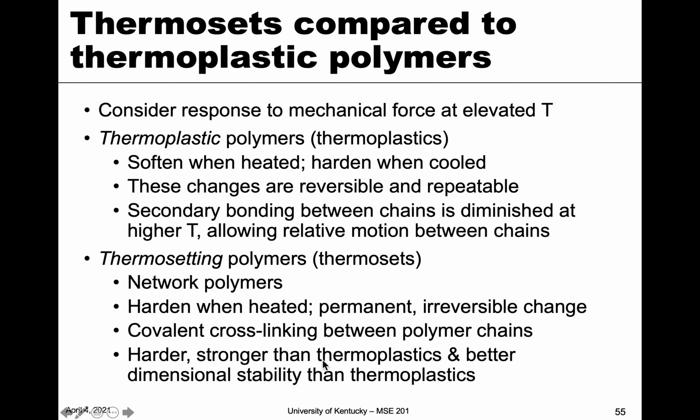However, these tend to be harder and stronger than thermoplastics and have better dimensional stability. So these are the more rigid, but again, these are not going to be recycled. So if we're looking at the two, linear and branched tend to fit in the thermoplastics, and then networked and cross-linked tend to fit in thermosetting. And again, that dictates whether something can be recycled or not.